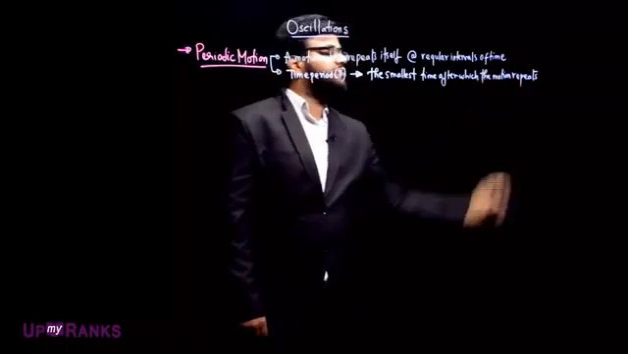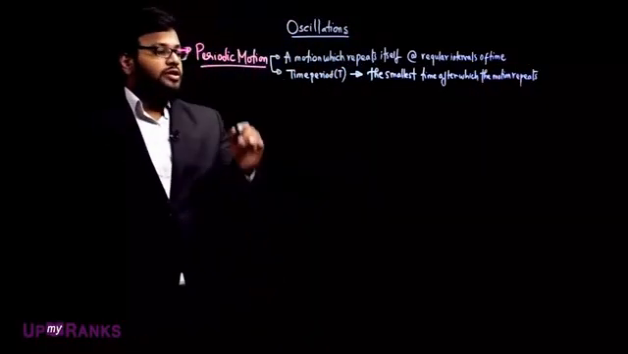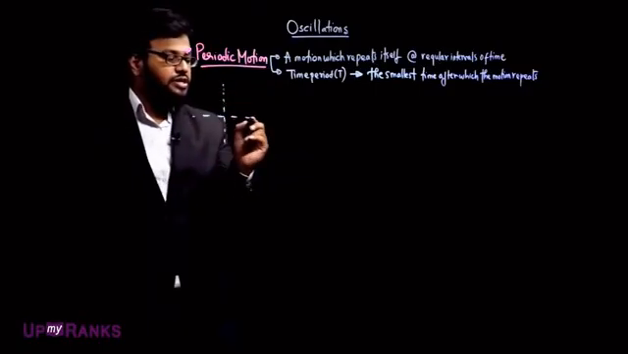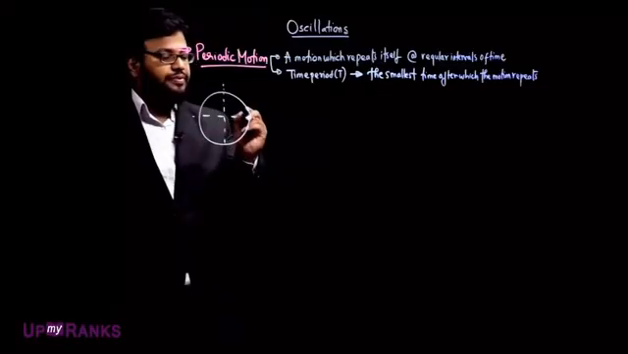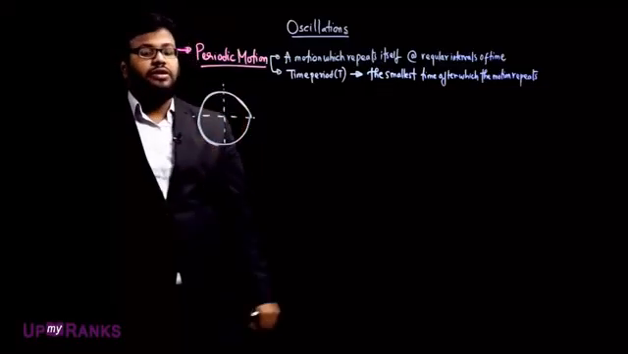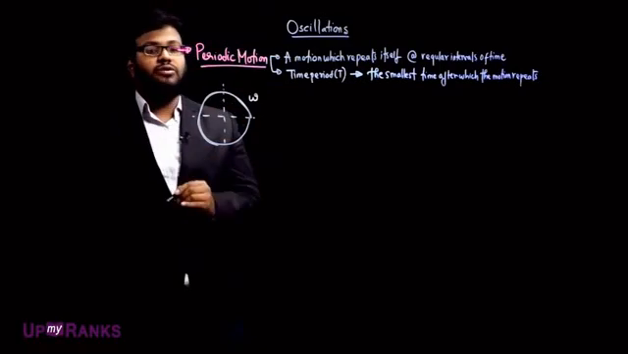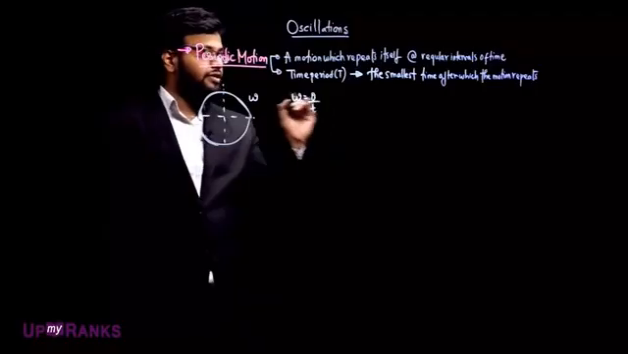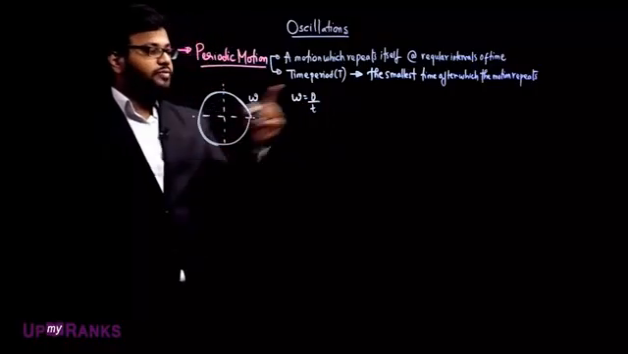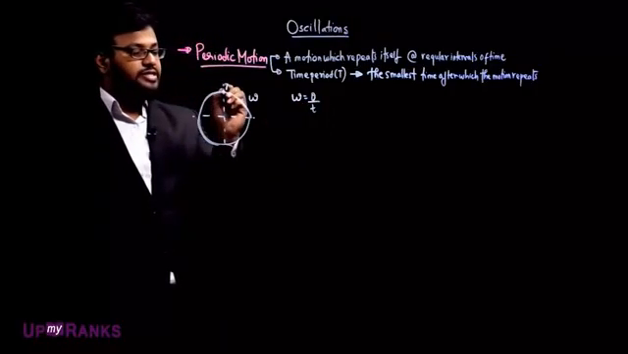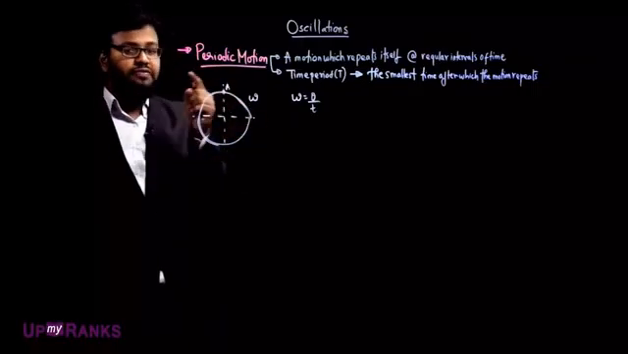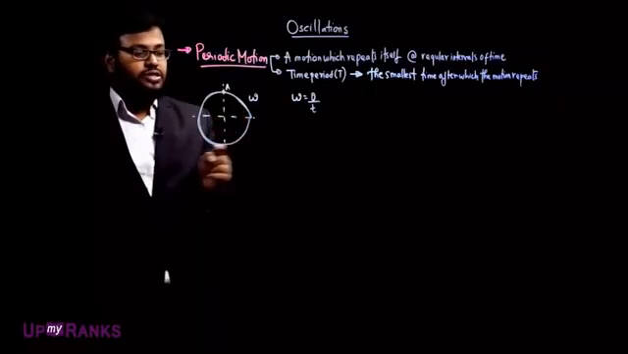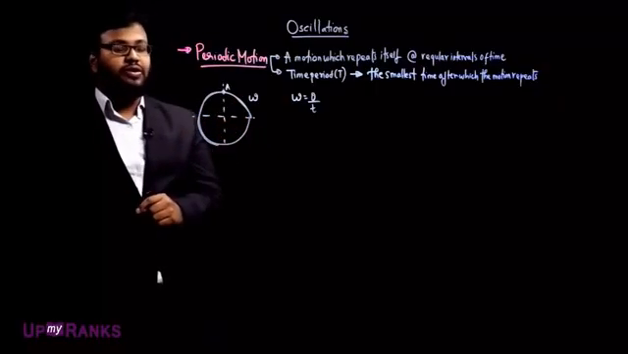Now how do we find a time period? We know when a particle is moving in, say, a circular path with constant speed, let omega be the constant angular speed. So we know omega is equal to theta by t. Now in one time period, suppose the particle starts at point A, it has to complete a full circle. The time taken by the particle to complete one full circle or one revolution or one oscillation or one to and fro motion will be called the time period.